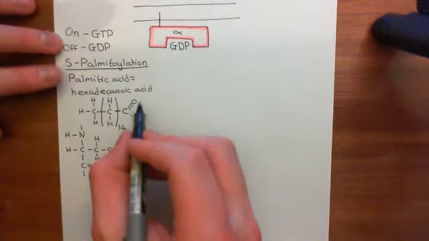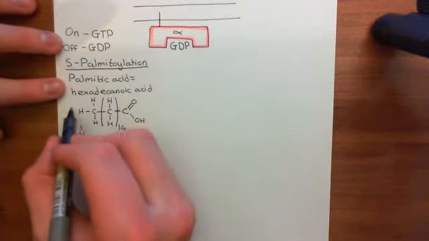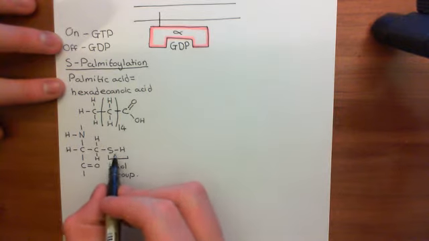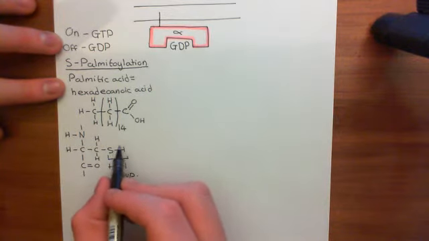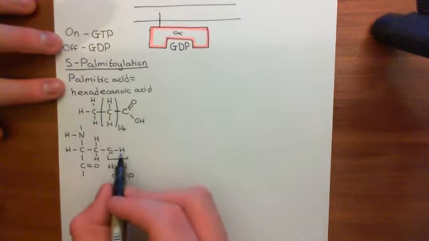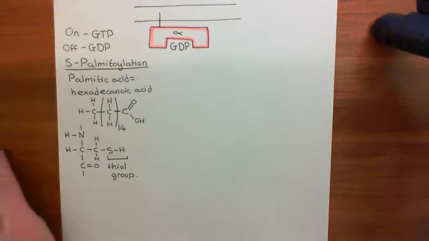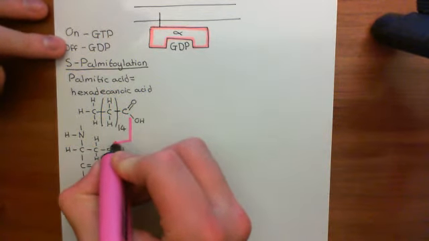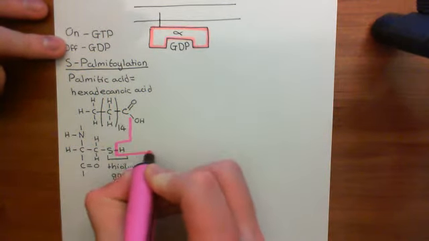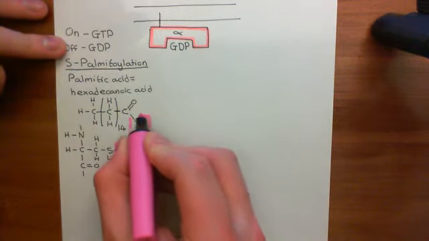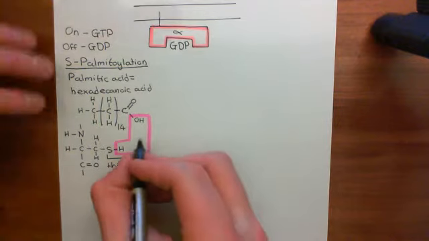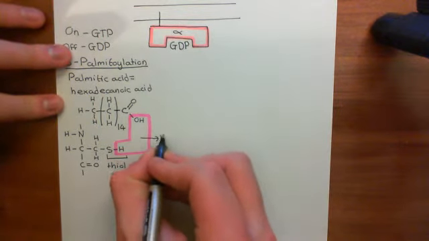Okay, so basically you can take a long-chain carboxylic acid, such as palmitic acid, and you can react it with a thiol group, just like you would react a long-chain carboxylic acid with an alcohol group. Okay, so what's going to happen is you're going to take the alcohol group off the carboxylic acid group of the palmitic acid molecule. You're going to take the hydrogen off the thiol group. You're going to bind those two things together to make water.